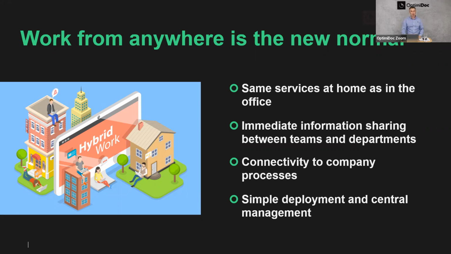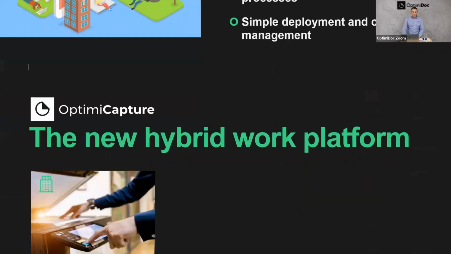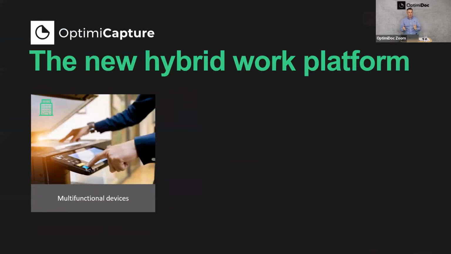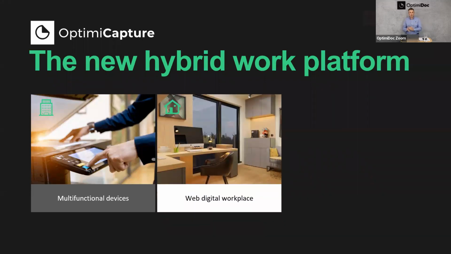And yeah, let's have a look at what we created. So the new hybrid work platform is still based on the multifunction devices. So there's no difference. You can still come to the office and use the multifunction device to capture the documents. Honestly, the scanner still has the best performance, the best quality of the scans and so on. But what we created is the option that whenever you want, you can utilize the web digital workplace, which is a special interface through which you can submit the digital documents to the company processes and even more.